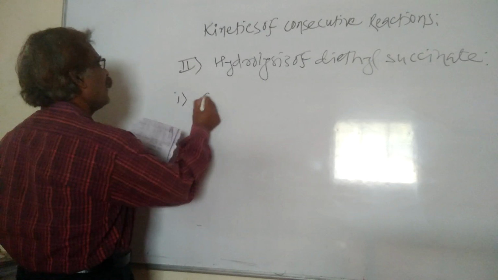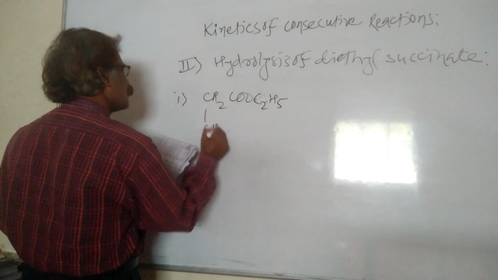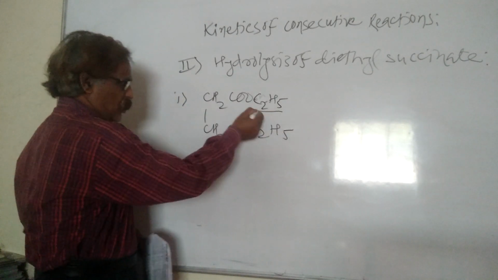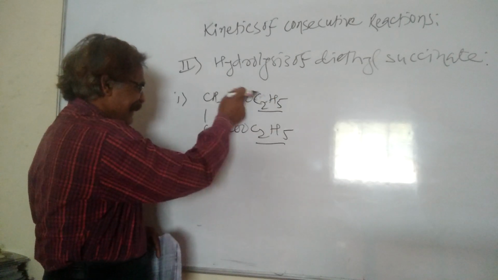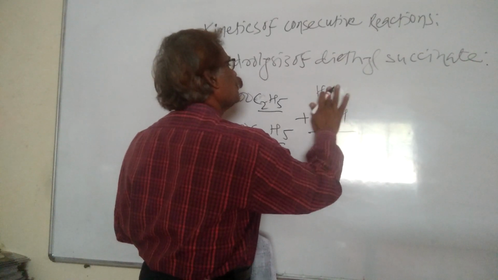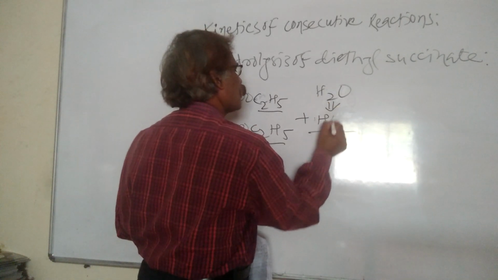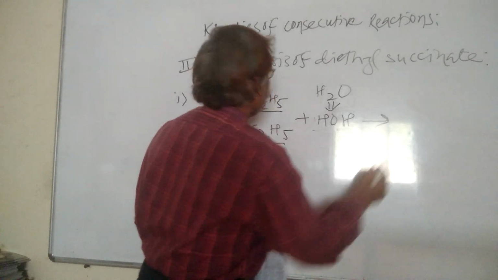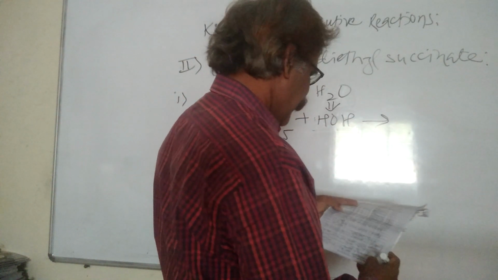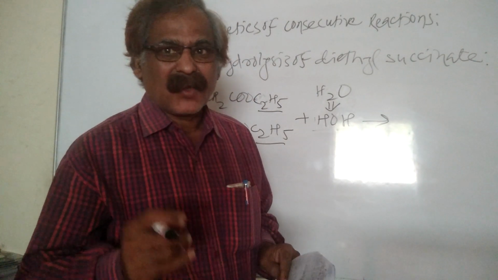Diethyl succinate, CH2COOC2H5, CH2COOC2H5. Two ethyl groups are there. Diethyl succinate plus HOH, that is water, H2O. So when diethyl succinate is added in water, it undergoes hydrolysis and in first step monoethyl succinate is obtained.